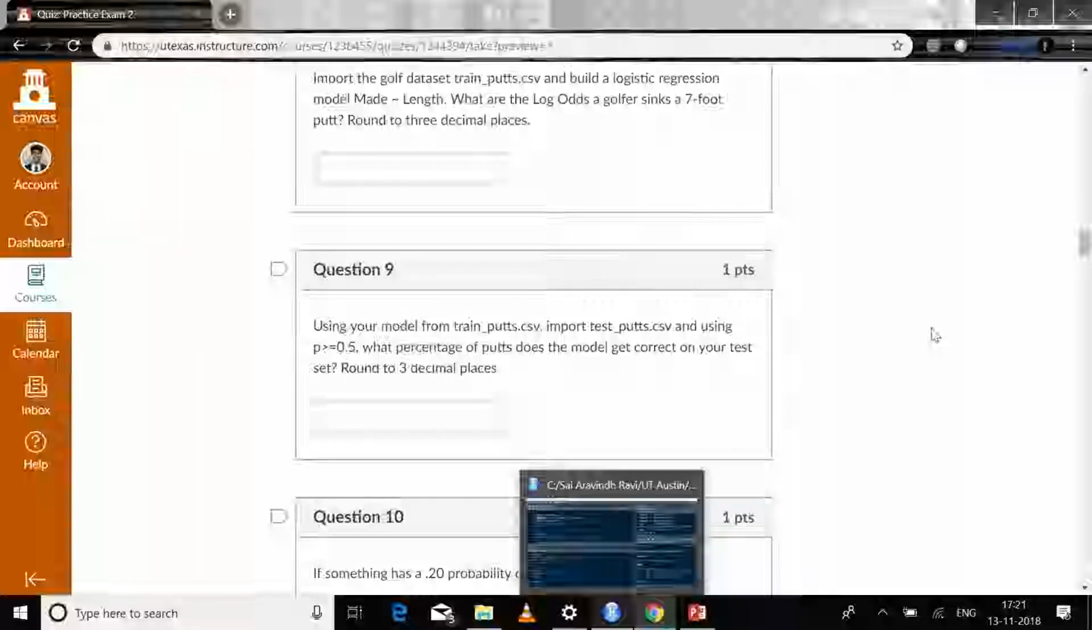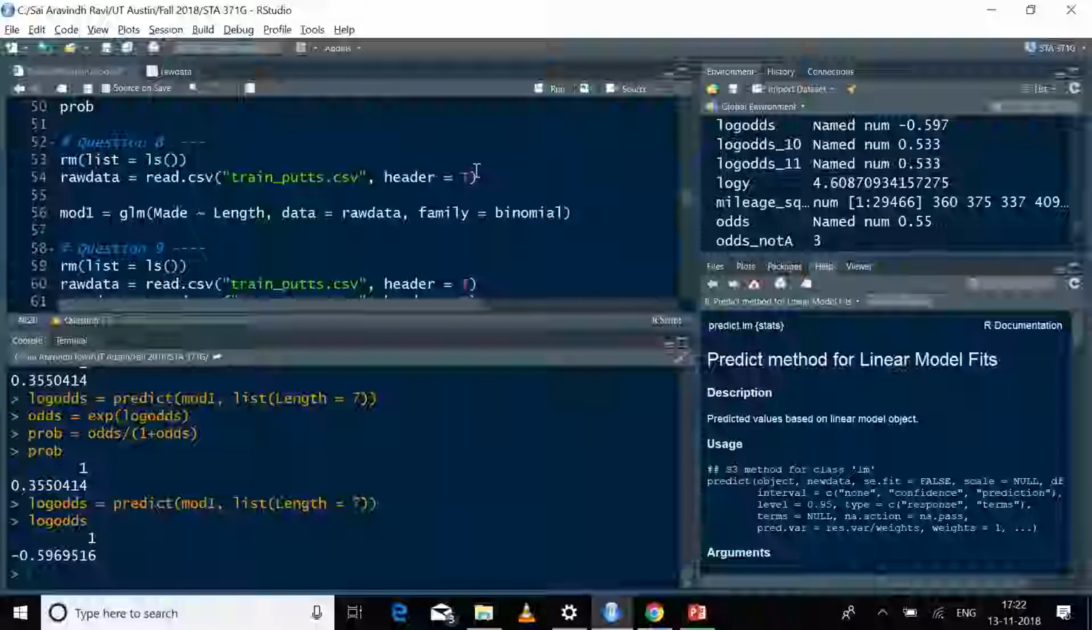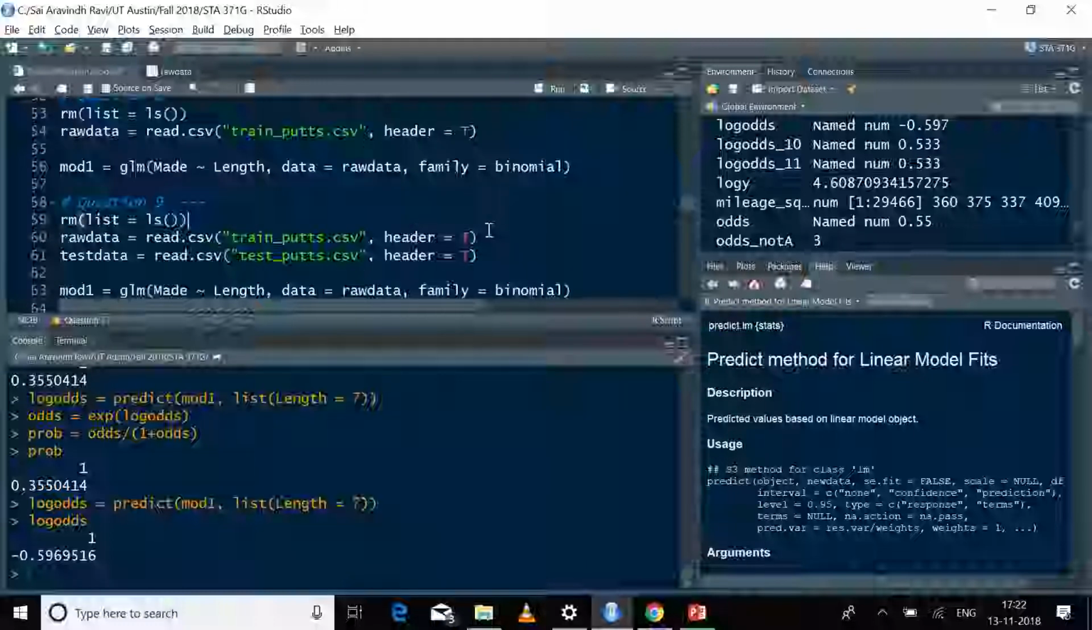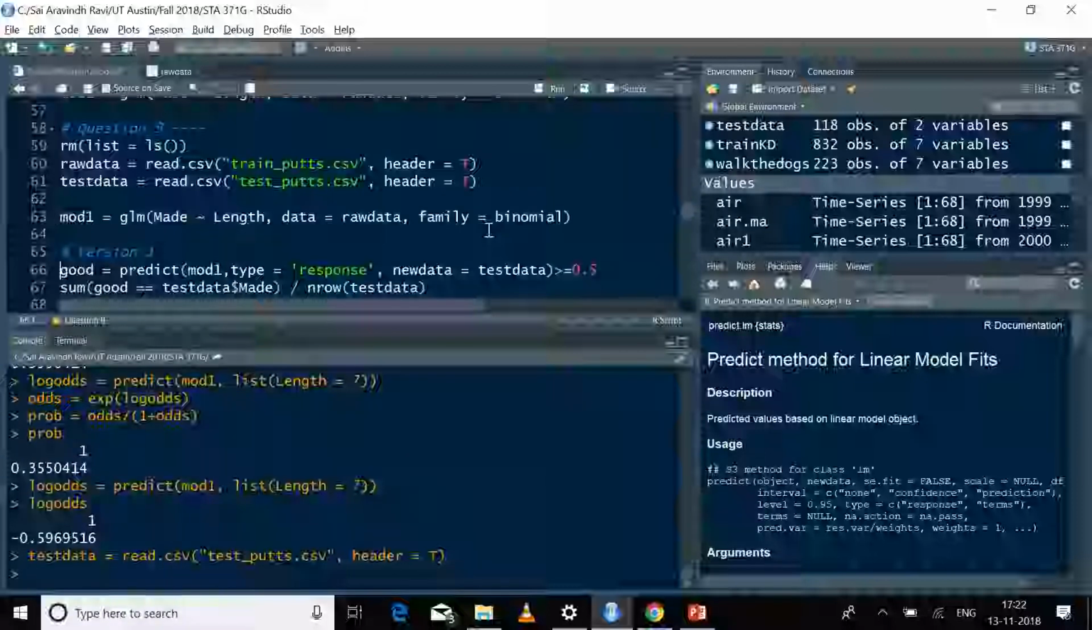So now you've trained your model. You have a probability of 0.5, beyond which you say that your prediction is positive. So let's go ahead and do that. I'm importing the test data set in now. Test data equals read.csv. And I think I've already built the model, so I'll ignore that.